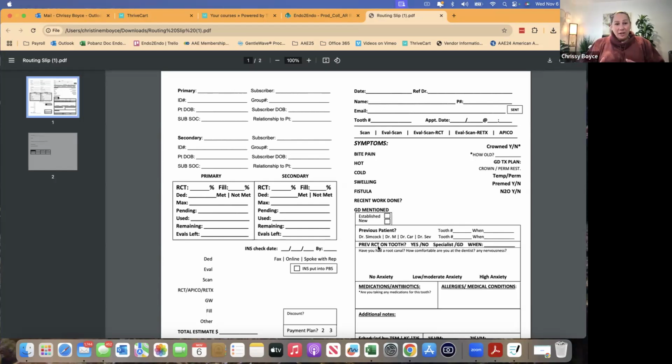So they'll call the patient. They use this form. They start here on the right-hand side. First, they fill this information out from the routing slip, like the date, the referring doctor, the name of the patient, the phone number, email, anything that they've provided on the routing slip for the patient, the tooth number, all that kind of stuff. So then what they do is they call the patient, and now they're wanting to find out from the patient what's going on.